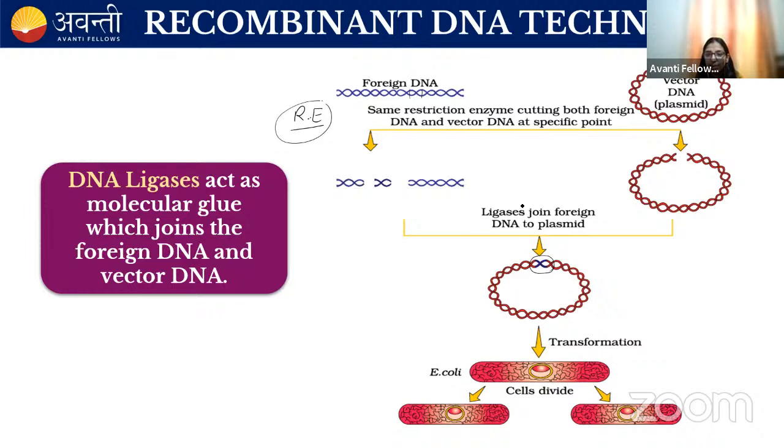For this, we require an enzyme which is a ligase, DNA ligase. And DNA ligase acts as a molecular glue to join the foreign DNA and the vector DNA. Now this vector DNA, which is containing the foreign gene or the gene of interest, will be incorporated into the host cell. And the process is known as transformation. Now, as the host cell divides or reproduces, this recombinant DNA will also increase in number.